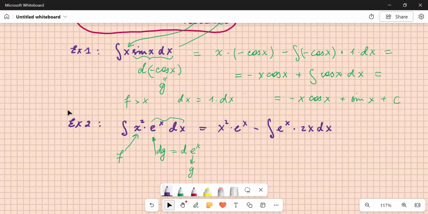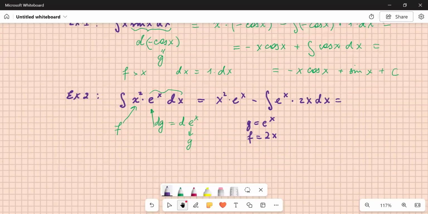So what I'm going to do, guys? Well, I already considered that e to the power of x dx is going to make dg, and g is going to be e to the power of x. So I'm going to write down g equals e to the power of x. That's for the second integral. What is going to be my function f? My function f is going to be 2x. So let's continue.